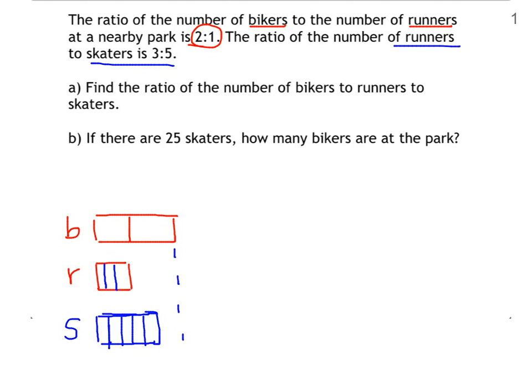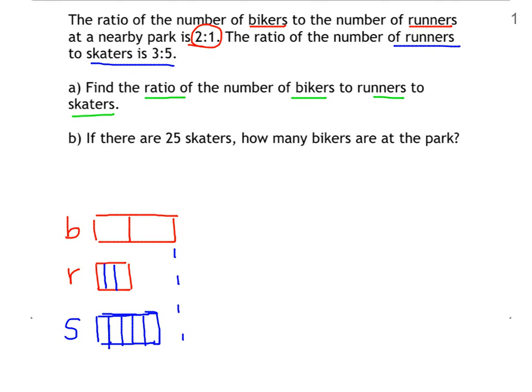All right, so let's go back to the question, because we started to model and now we're going to find out what we really have to figure out. Part A says find the ratio of the number of bikers to runners to skaters. Okay, one mistake that students make at this point is they say, oh, the ratio is 2 to 3 to 5. But we have to make sure that we're comparing the same units. You'll notice that the units represented for the bikers are much larger than in the runners and skaters, but we can use that to our advantage.